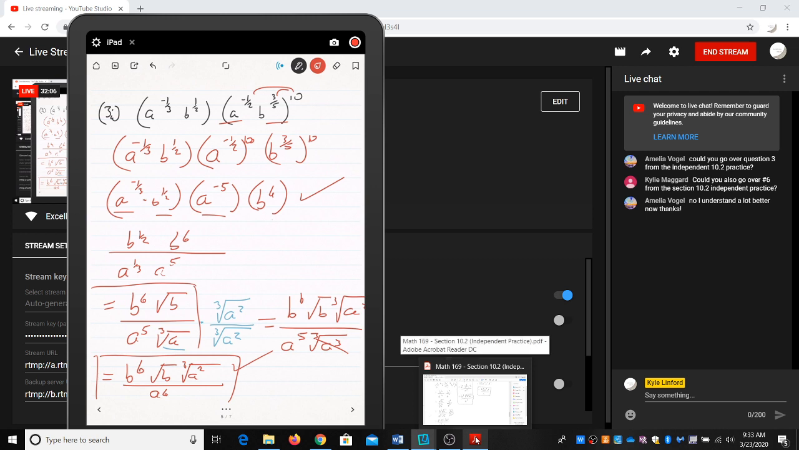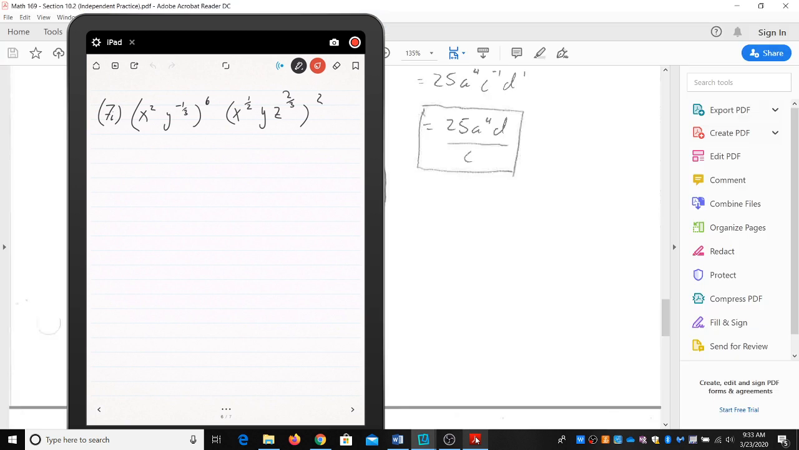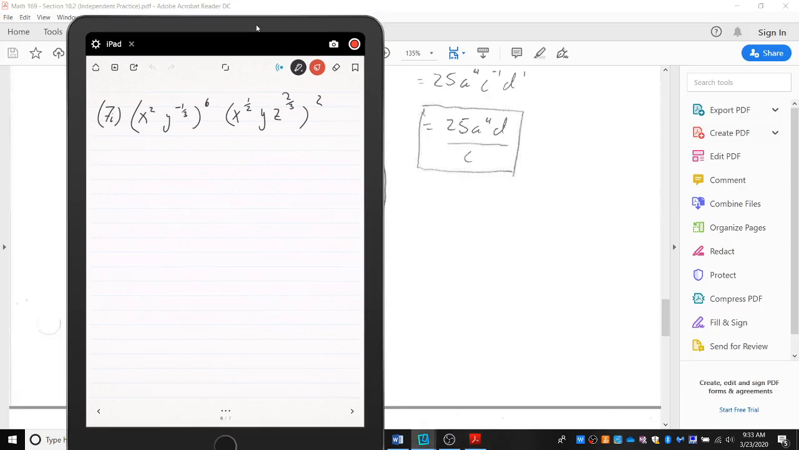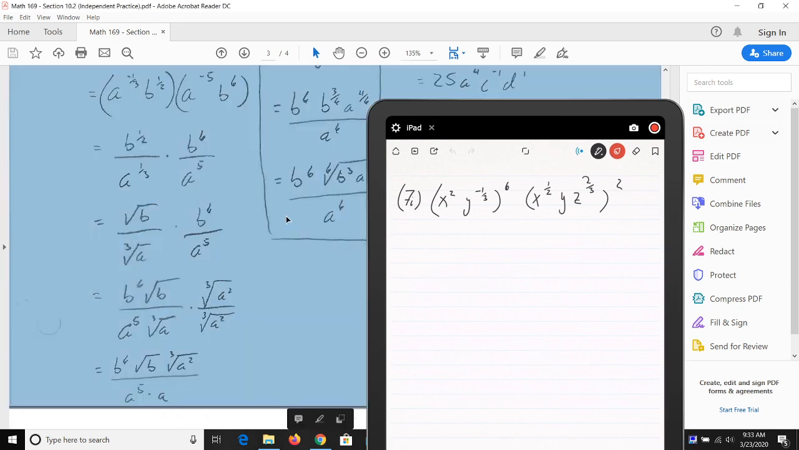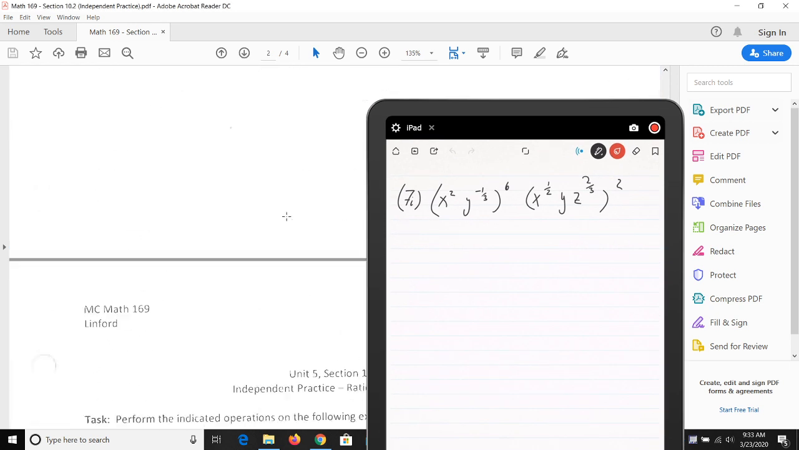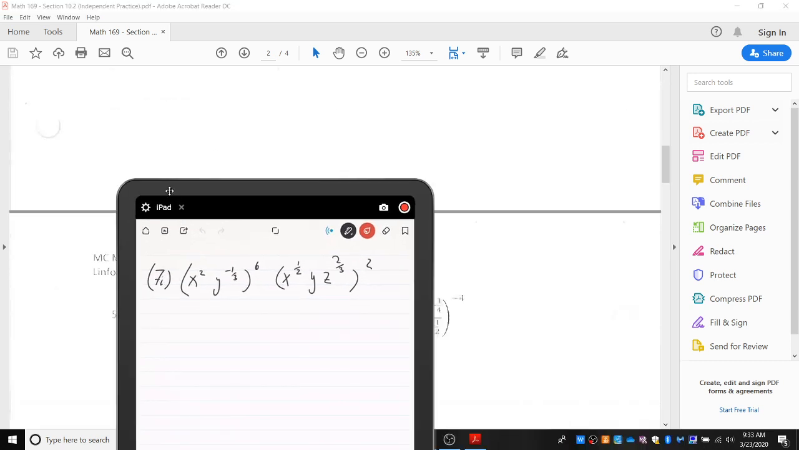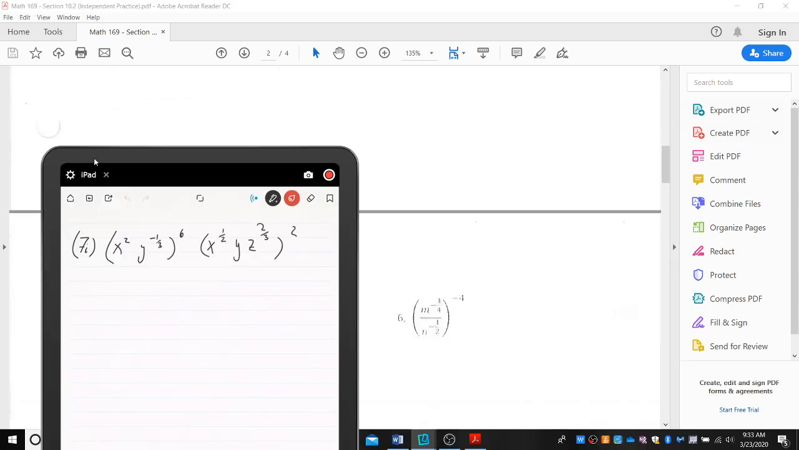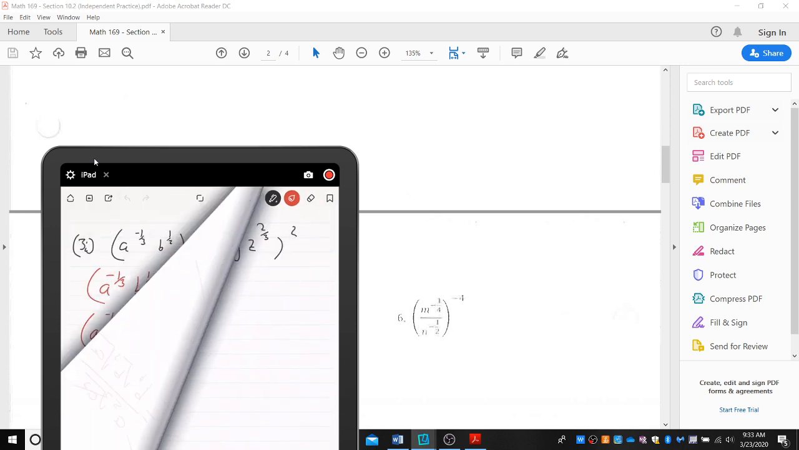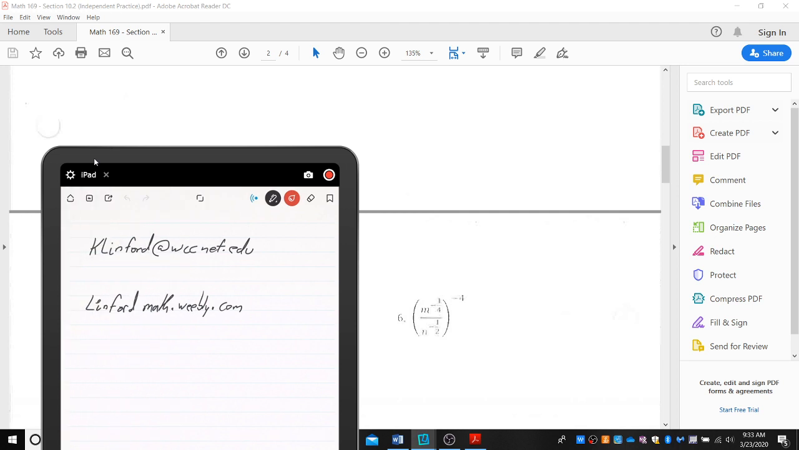Section 10.2, practice problem number 6. Let's see here. Oh, looks like I was going to do 7, so let me move to problem 6 really quick. All right. Oh, yeah, this was kind of a messy one. Let me get a clean sheet of paper here.